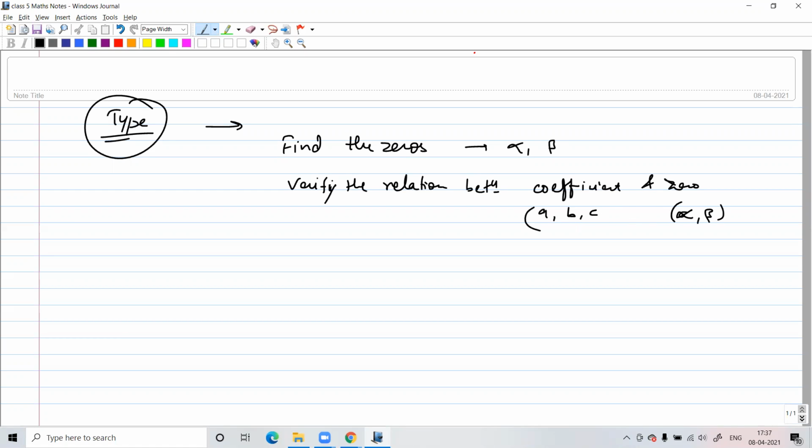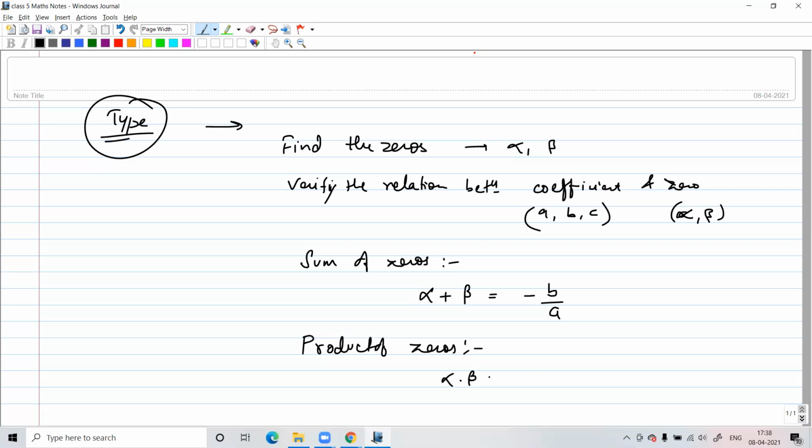And what was that relation between zeros and coefficients? Their sum and their product. Yes. So one by one, what was the sum of zeros? Sum of zeros means alpha plus beta, what is it? Minus b by a. Very good. And what about the product? Alpha into beta is equal to c by a. Yes, so these are the two relations we verified. Excellent, you people remember.